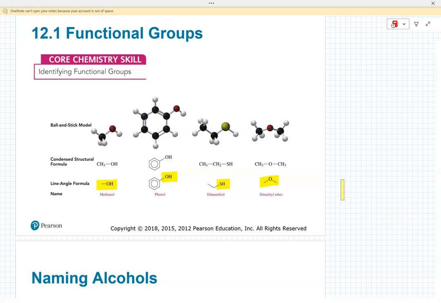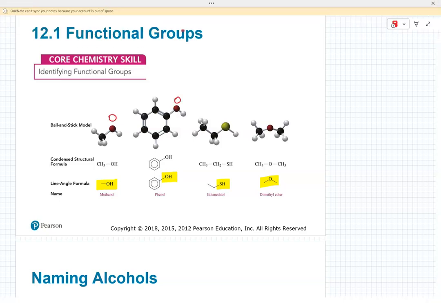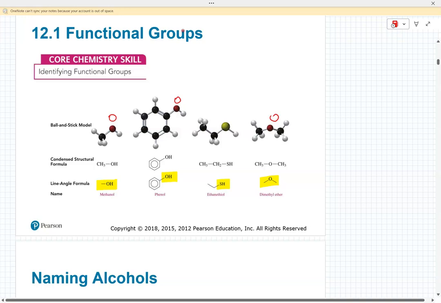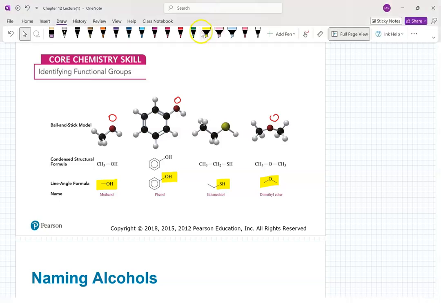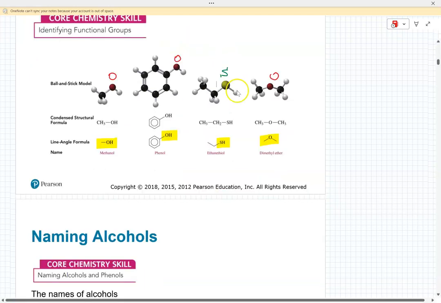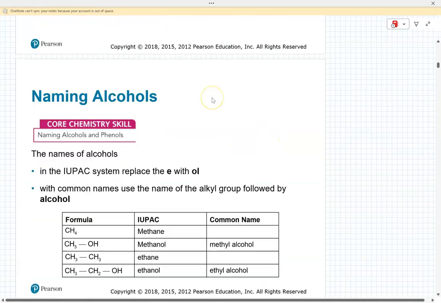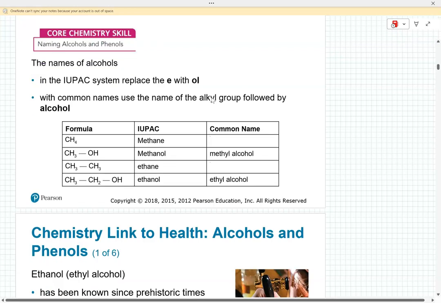You can see that in the ball and stick models, oxygen atoms are red, while the sulfur atom is represented by the green color. Any questions so far? So if you have a molecule that contains OH group, it is some kind of an alcohol. Okay?